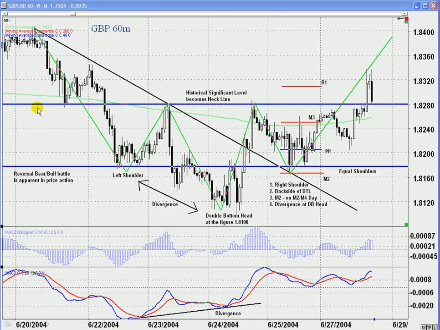Here's an example of a head and shoulders bottom on a 60-minute chart, and what I really like about this is a 60-minute chart, and if we had compressed it to a 2-hour chart or a 4-hour chart, we'd still be able to see this quite clearly. But the 60-minute chart lays this out very, very nicely. Let's just walk through price action on this chart. It's a British pound, and we also have included the MACD on this chart.